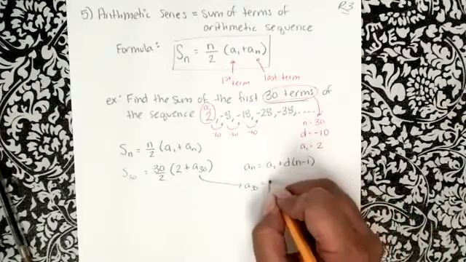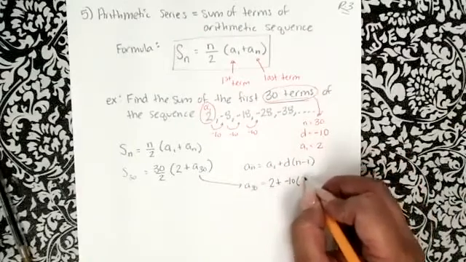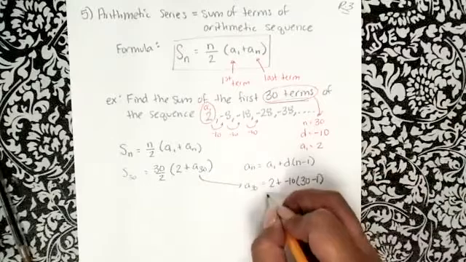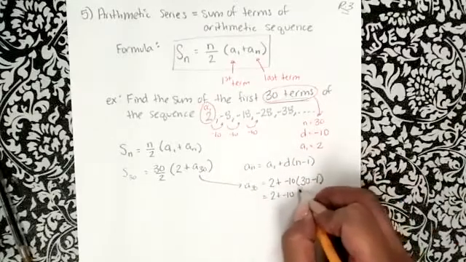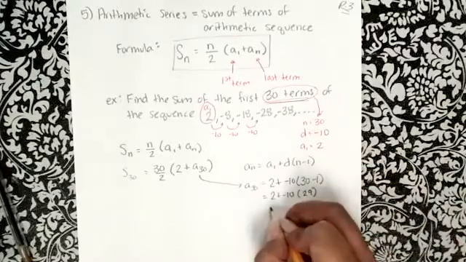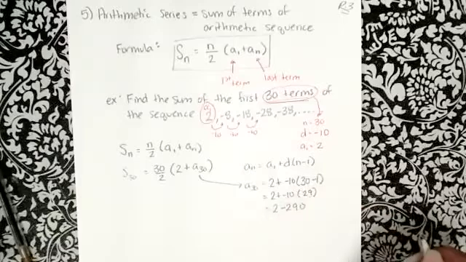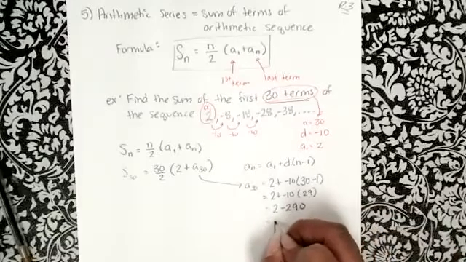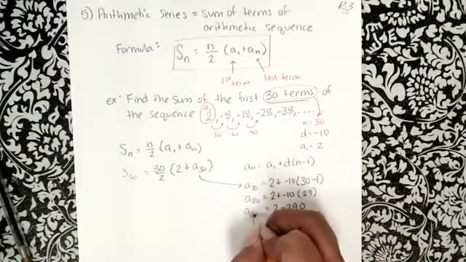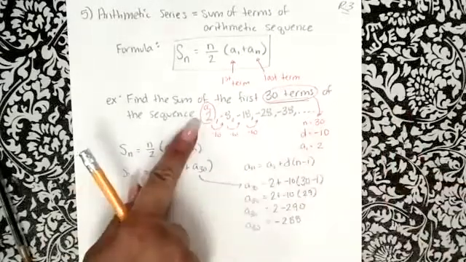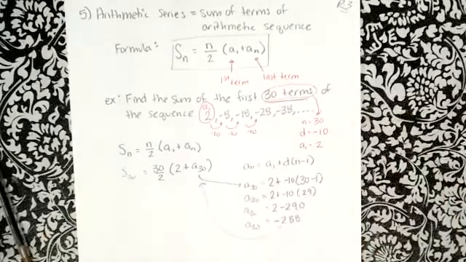a1 is going to be the number 2. The common difference is the number negative 10. n is going to be 30 minus 1. Order of operations says do parentheses first. 30 minus 1 is going to be 29. Next, I'm going to multiply. So negative 10 times 29 is negative 290. And then 2 minus 290 is going to be negative 288. So that is your 30th term. So if I write out the first 30 terms, it's going to start with 2 and it's going to end with negative 288. So I have to plug the negative 288 right back in there.